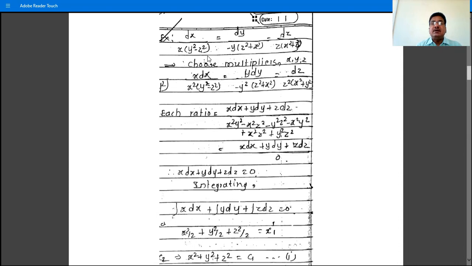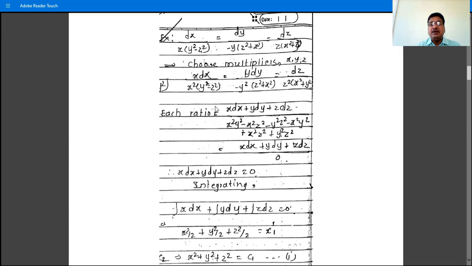So the example is solvable by method number 2, that is, choose multipliers such that L into P plus M into Q plus N into R is equal to 0, and the multipliers are x, y, z. Don't write this step, directly write after choosing multipliers. No need of this step.